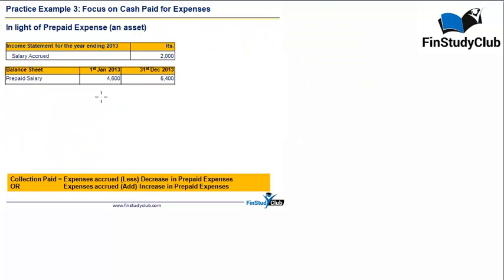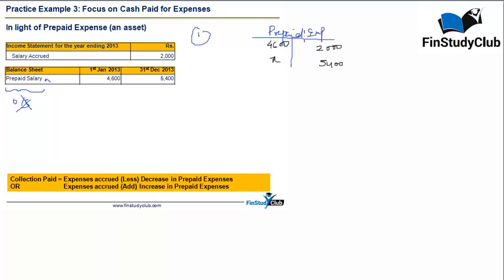Now in this case, I'm just going to divert a bit and use similar figures. The only change I have made is that, rather than outstanding salary, I have prepaid salary. That means I am paying my employees in advance. So again, I'm going to make a ledger account for an asset. A point to be remembered is that a prepaid expense is an asset, where the opening balance is, let us say, 4600, and closing is 5400.